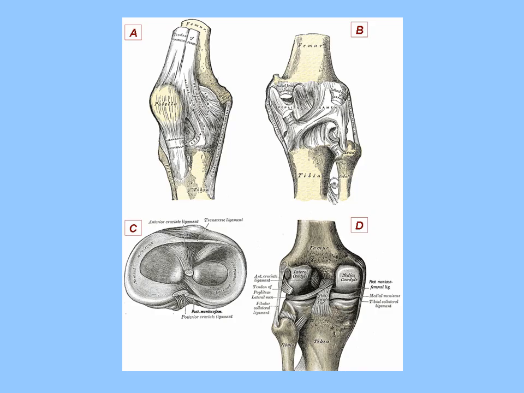Posteriorly, there are two ligaments, the oblique popliteal ligament, which is right here, and the arcuate ligament, or the arching ligament. So anteriorly, the extra-articular structures include the patellar ligament, the tendon of the rectus femoris, the medial and lateral retinaculum, the medial collateral ligament and lateral collateral ligament. Posteriorly, you have the oblique popliteal ligament and the arcuate ligament.